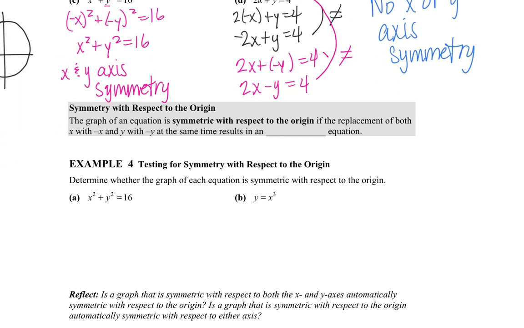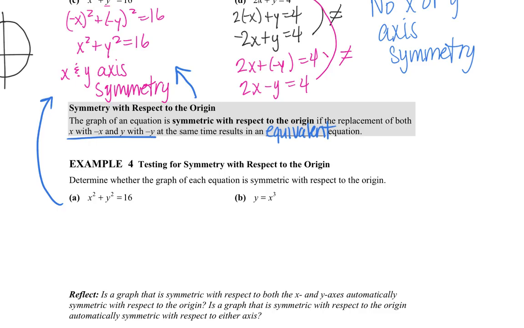Now, what about with respect to the origin? The graph of an equation is symmetric with respect to the origin if the replacement of both the x and the y at the same time results in an equivalent equation. So a circle would be symmetric with respect to the origin. And this example here is just that. So we're not going to do that one again because you can see it right there.